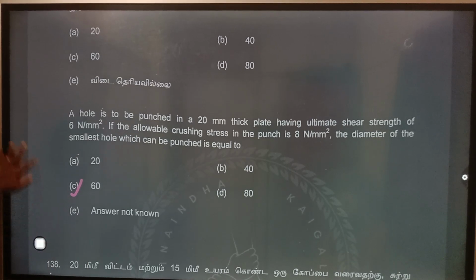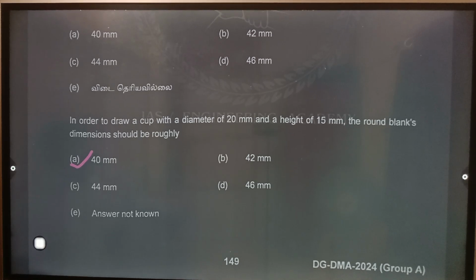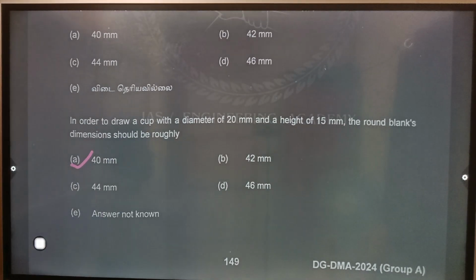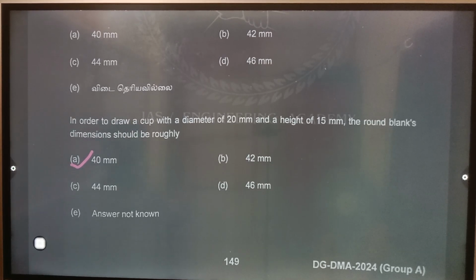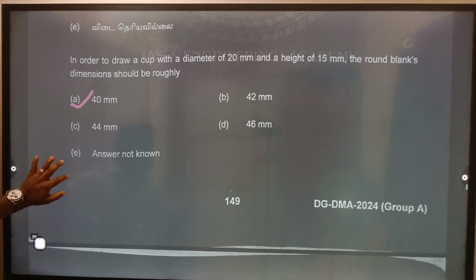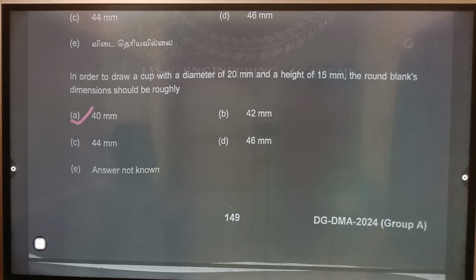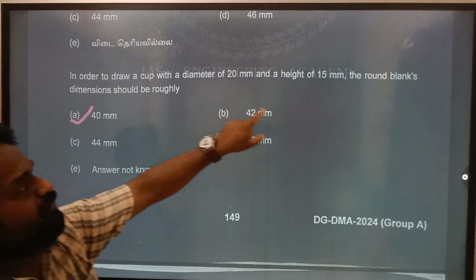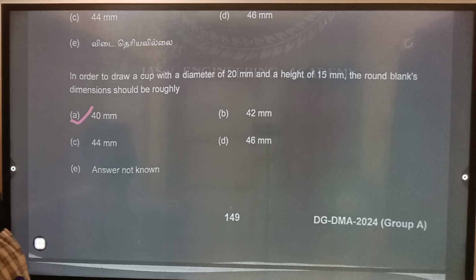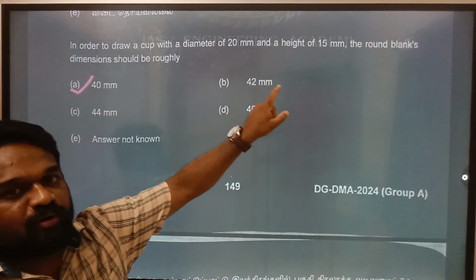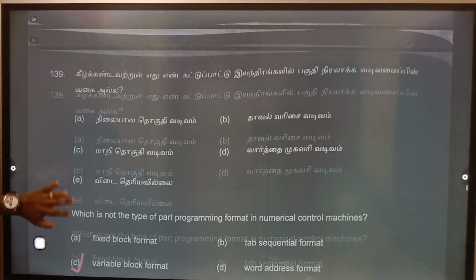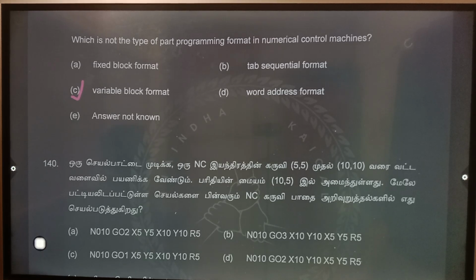60. Okay. 138. In order to draw a cup with a diameter of 20 mm, answer will be 40. There is an equation, root of d square plus 4dh, you have to use that. So root of d square plus 2dh. 400 plus 2 into 15 into 20. They're not sure about 2dh or 4dh. The answer is 40 mm. Okay, now 139. Which is not the type of part programming format in numerical control machines? Variable block format. C is the answer.